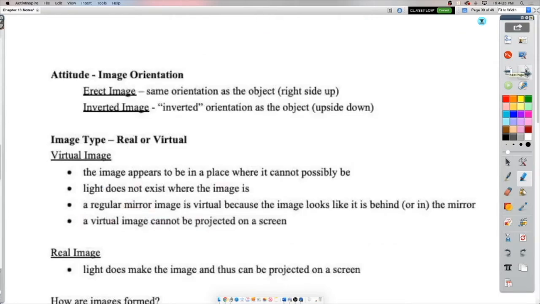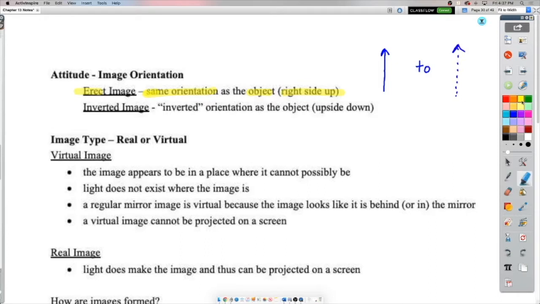So the attitude or the image orientation, there are two options. It can be erect or it can be inverted. So if it's erect, it has the same orientation as the object, right side up. So what would that look like? You'd have your object. You're going to see that we use arrows to represent the object and the image. It just kind of simplifies things. What will your image end up looking like? Well, if it's erect, it's upright, it's right side up. So your image will end up looking like that.